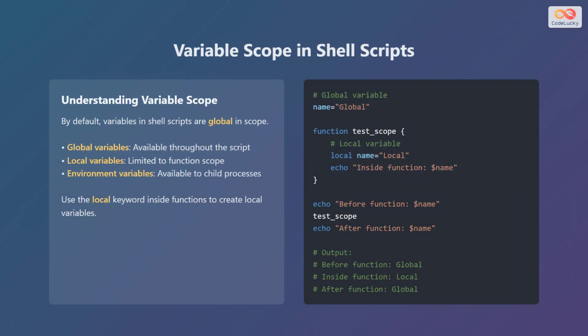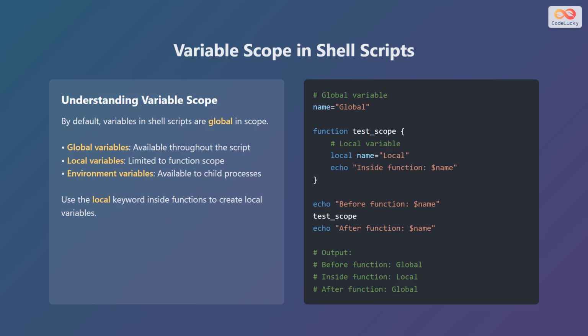By default, variables in shell scripts have a global scope. This means they are available throughout the script. However, you can also define local variables, which are limited to the scope of a function, and environment variables, which are available to child processes. To create a local variable inside a function, use the local keyword.